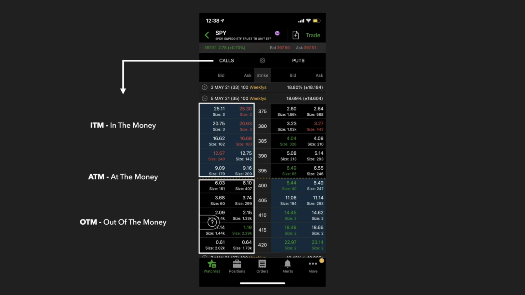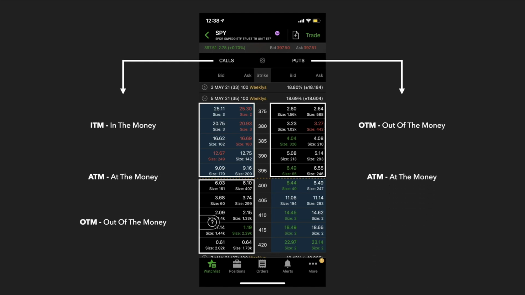And essentially, you're just going to flip the in the money and out of the money contracts around when you're dealing with put options. So the out of the money options in this case are going to be the option contracts that are below the current price of the underlying asset. Again, we're going to have at the money contracts, which are the option contracts with strikes that are directly surrounding the current price. And then we're going to have the in the money contracts, in this case with put options. Those are going to be the contracts that have a strike price above the current price of the underlying stock.